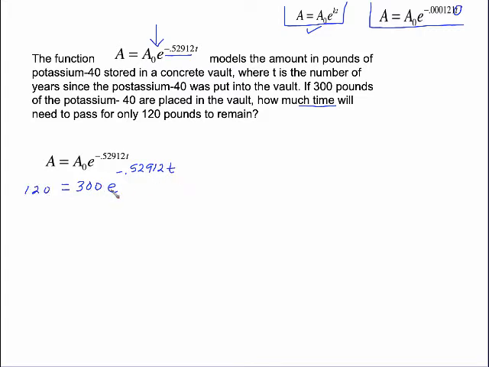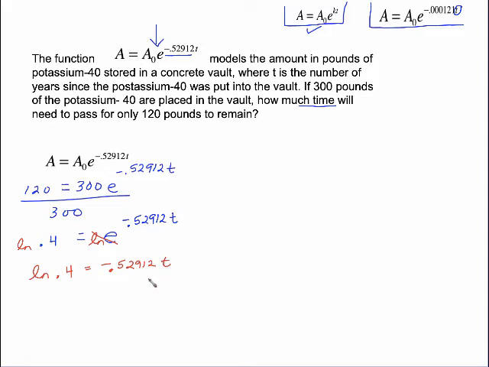To solve this, we know we've got to get the e to the power isolated, and we do that by dividing both sides by 300. This works out to be 0.4. All we have over here now is e to the negative 0.52912t. To undo e to the power, we take the natural log of both sides, and I leave this as ln of 0.4 for right now. That's going to cancel, and we have negative 0.52912t.